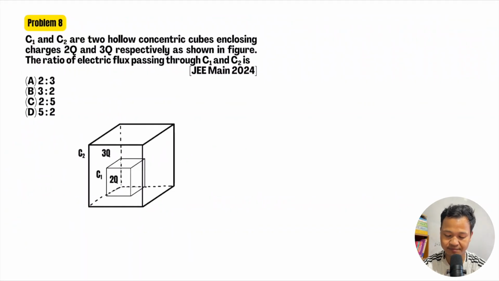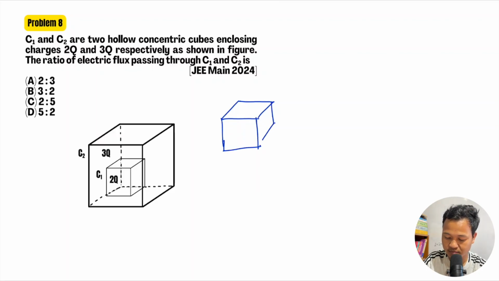Next problem. C1 and C2 are two hollow concentric cubes enclosing charges 2q and 3q respectively as shown in the figure. Find the ratio of flux passing through C1 and C2. Let's try to draw it separately. Okay, I'll try to write it. Here is C1 inside, and outside it is C2.